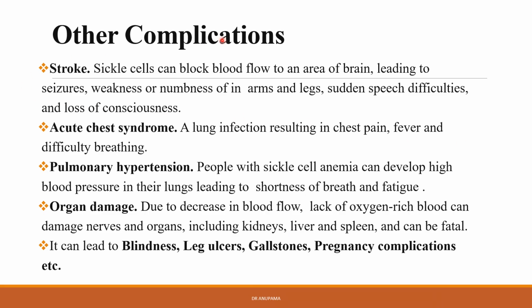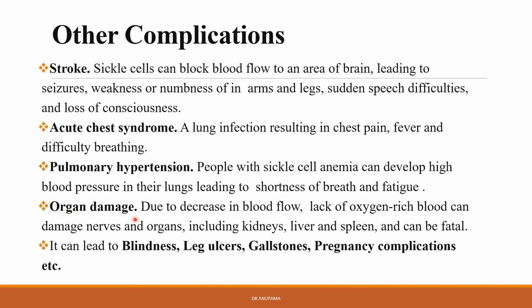Other complications. This can result in stroke because the sickle cells block blood flow to an area of the brain, leading to seizures, weakness, numbness in the arms, legs, sudden speech difficulties, and loss of consciousness. People can get acute chest syndrome, that is a lung infection resulting in chest pain, fever, difficulty in breathing. People also get pulmonary hypertension, that is people with sickle cell anemia can develop high blood pressure in their lungs, leading to shortness of breath and fatigue.